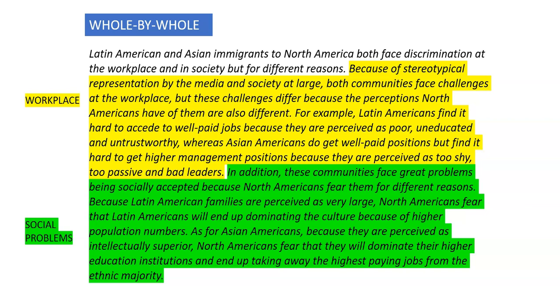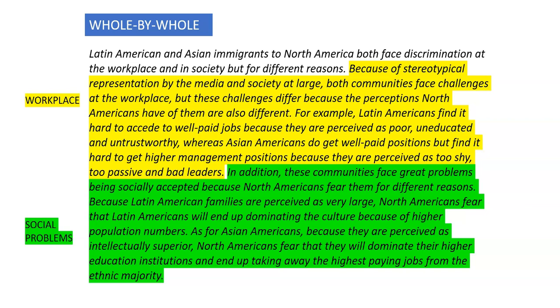So the third thing that we discussed that you have to think about before you start writing a comparison and contrast paragraph is the organization method. So the first organization method that I want to show you is what we call the whole by whole organization method. So basically I'm going to put all of my arguments that have to do with the workplace problems in one section, and all of my problems that have to do with the social problems in one section.